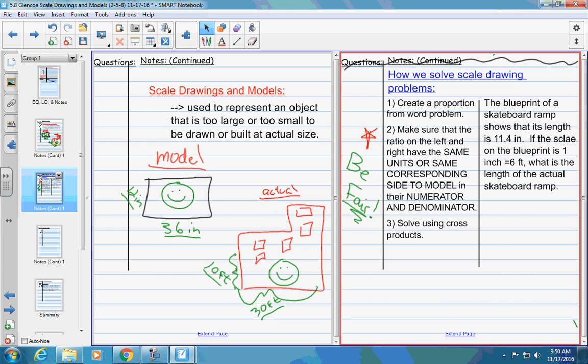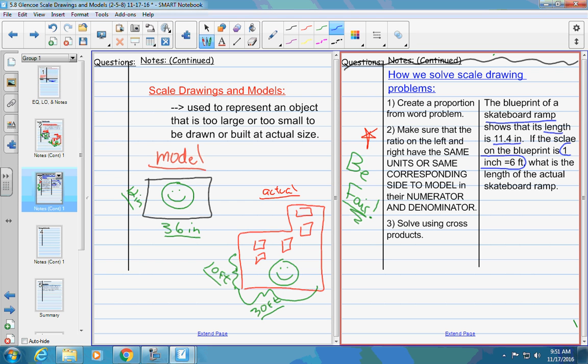Okay, so this is an example of someone trying to make a blueprint for a skateboard ramp they're building at their house. And we are going to create a proportion, a ratio set equal to another ratio, so that we can solve using cross products for this missing dimension, this missing unit we need to know. So in this problem, the skateboard ramp model shows that its length is 11.4 inches. And on the blueprint, it's going to have 1 inch is 6 feet. So realize this is not telling you that an inch equals 6 feet. It means in their scale drawing, 1 inch equals 6 feet. So this is not like a universal conversion we were memorizing before.